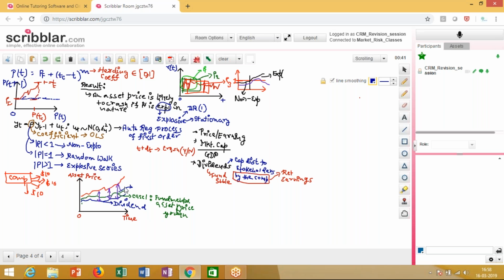or this increase is exponential in nature, right? So what it does over here is that it has increased the gap between the two. And this is because of speculation.